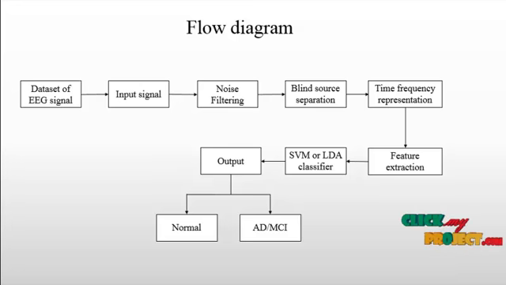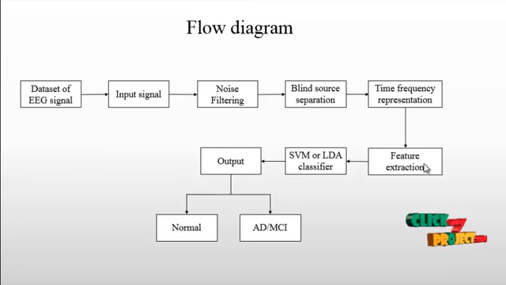To obtain a more enhanced EEG signal, various techniques are used. That is called blind source separation. In the BSS concept, to obtain the more enhanced EEG signal, various techniques are used such as BSS, and also independent component analysis, that is ICA, and then time frequency representation. It will be calculated by time frequency representation. Finally, we calculate the feature extraction.